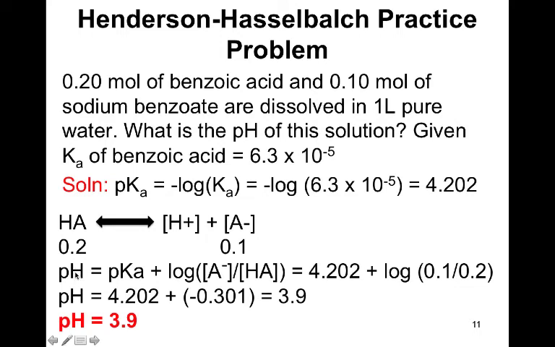So, if you were to substitute these values in that equation, what you get is pH is equal to pKa 4.202 plus log of the concentration of the anion, which is 0.1 moles of sodium benzoate, to the concentration of the weak acid, which is 0.2. So essentially it comes down to log of 0.1 to 0.2, which is nothing but log of 0.5. If you calculate the log of 0.5, it comes to minus 0.3. So the pH of this particular solution is 3.9. And this is one of the practical applications of Henderson-Hasselbalch equation.